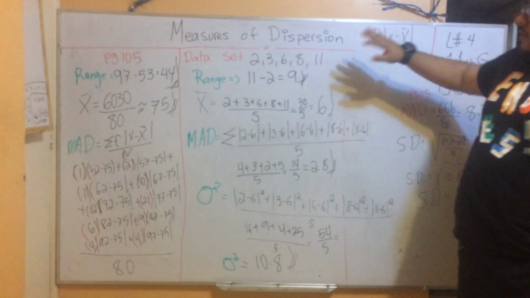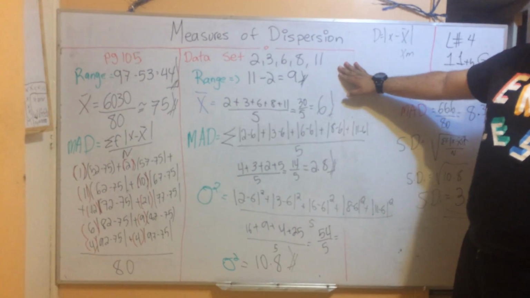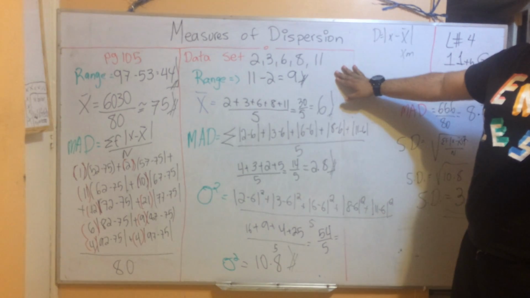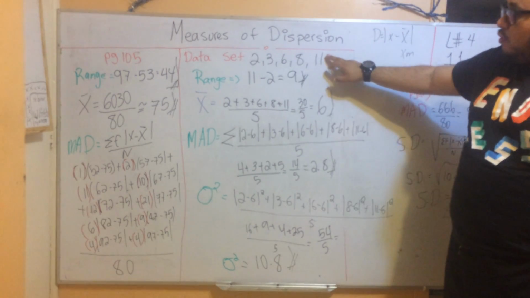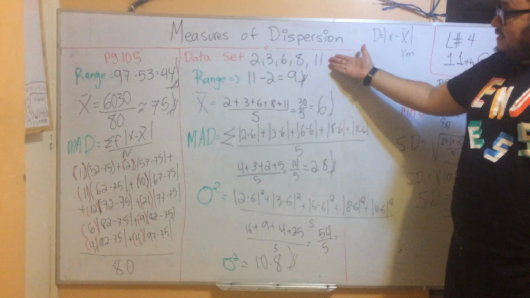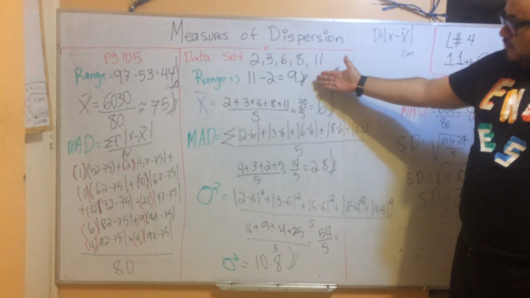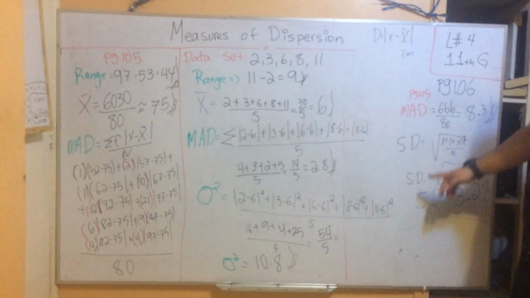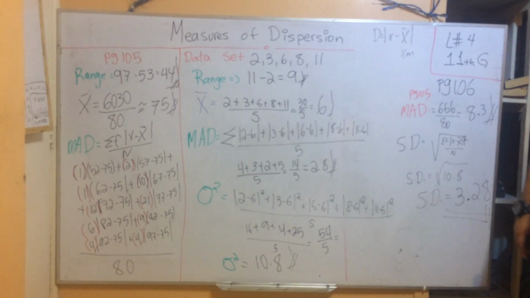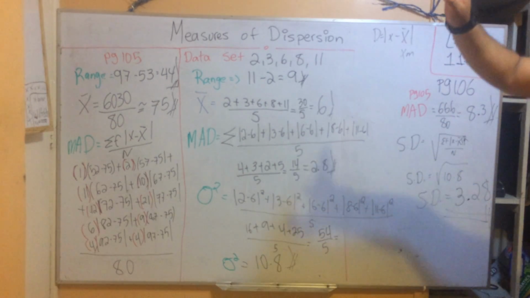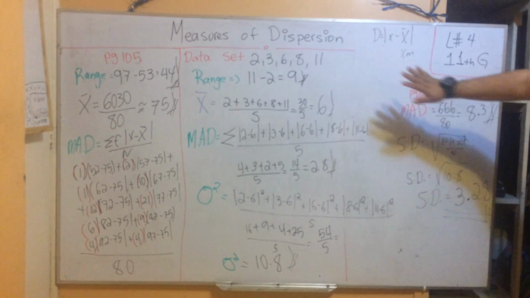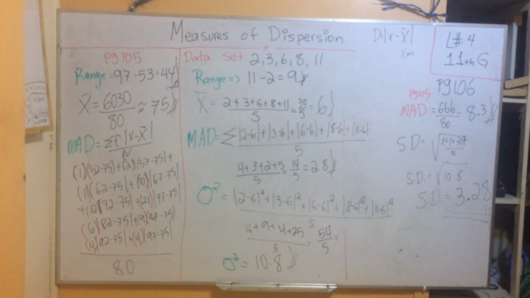Okay, but the exercises that you're going to work on, remember that under each video you have a link. The exercises are going to look like this. I'm going to give you a data set. You're going to give me first the range, the mean absolute deviation, the variance, and the standard deviation. Okay? So, I hope this was all clear. Just remember, ignore the page 105 information. Focus on this. This is what we're actually going to need.